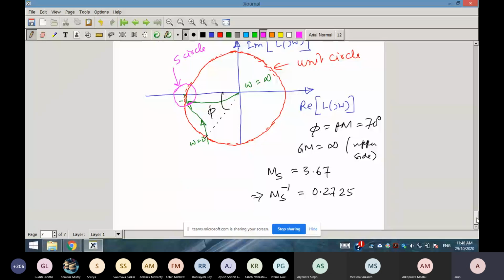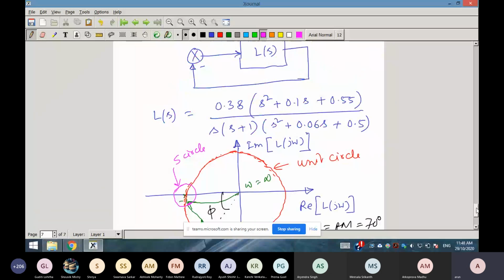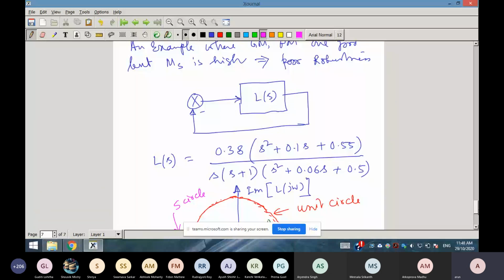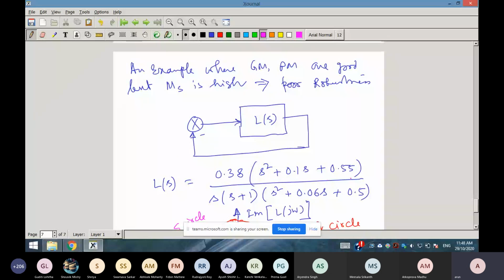Okay. So this is actually an example of flexible dynamics. So these are flexible modes. Suppose a flexible spacecraft, flexible structure because of solar panels and all these things, this kind of flexible modes will arise. You can see a very low damping is there. This is an example of a flexible structure system.